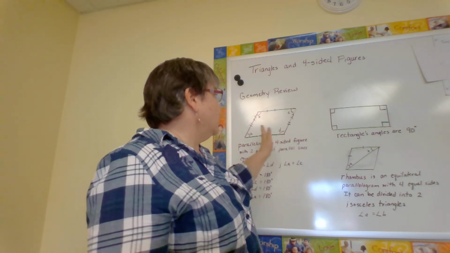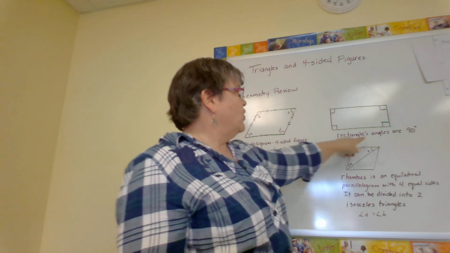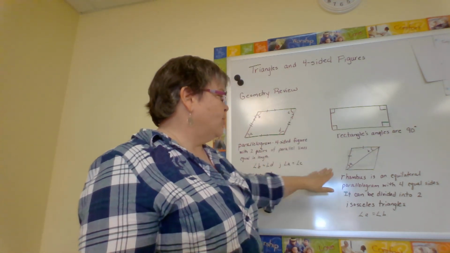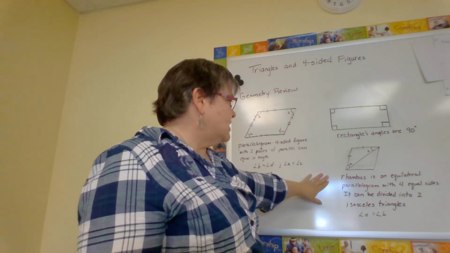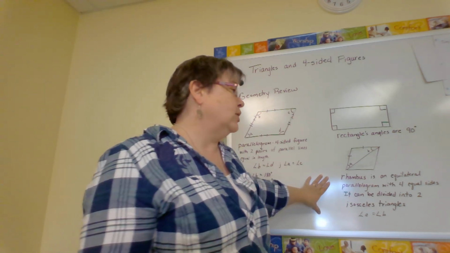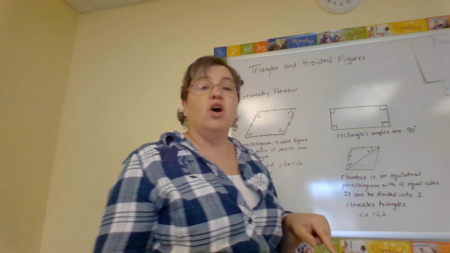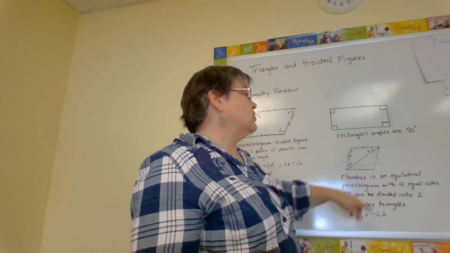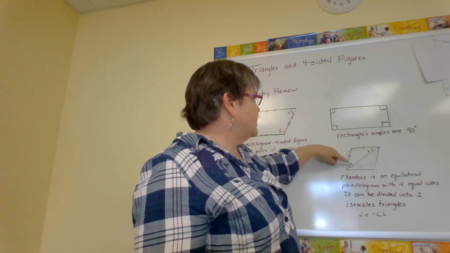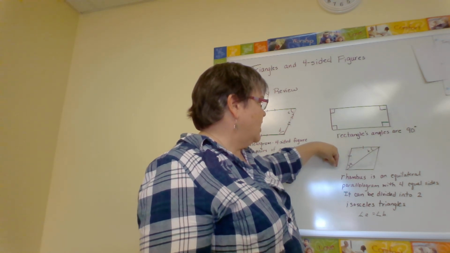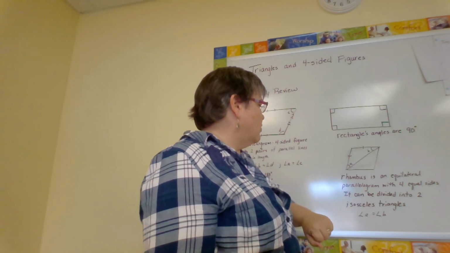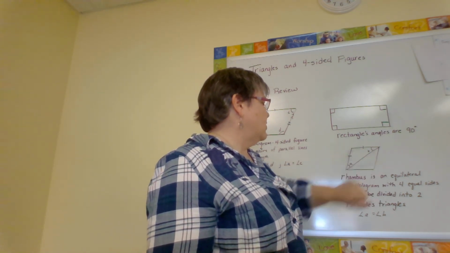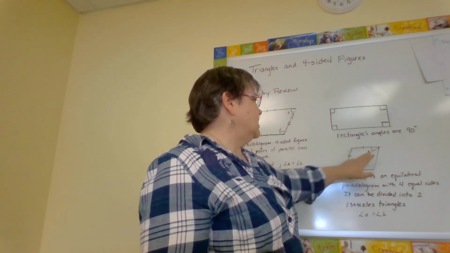A rectangle is a parallelogram, but all the angles are 90 degrees. I think you already knew that. Here we have a rhombus. A rhombus is an equilateral parallelogram, meaning all the sides are the same length. It can be divided into two isosceles triangles. So I've divided it, and this is an isosceles triangle. These two sides are equal. These two sides are equal, which means that these two angles are equal, and so are these two angles, angle A and B, and if this was C and D.